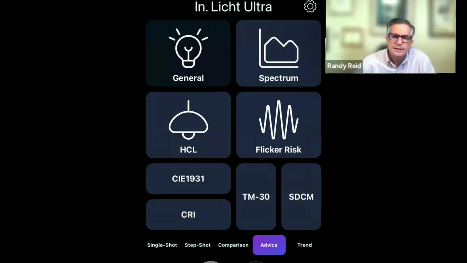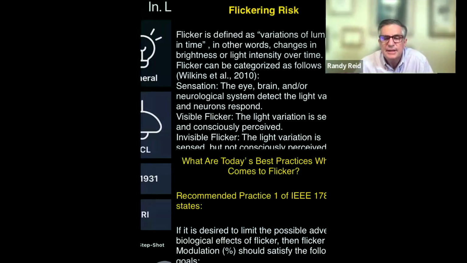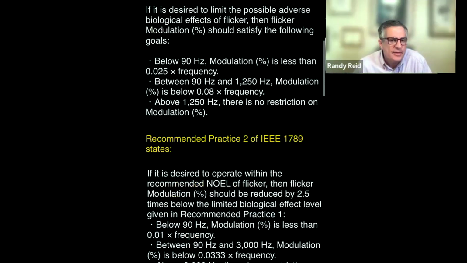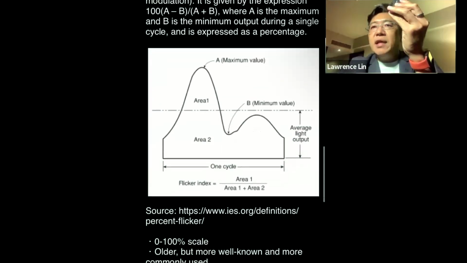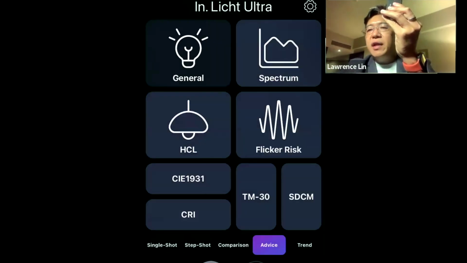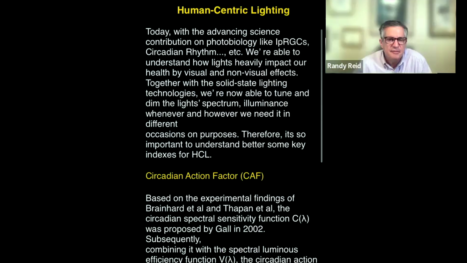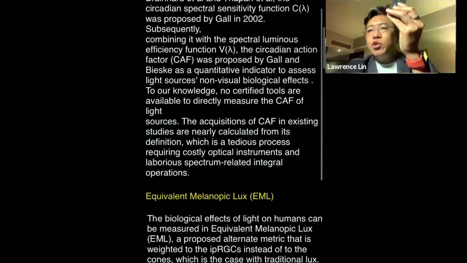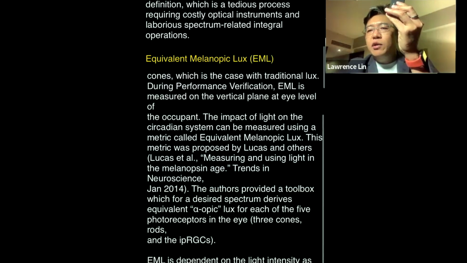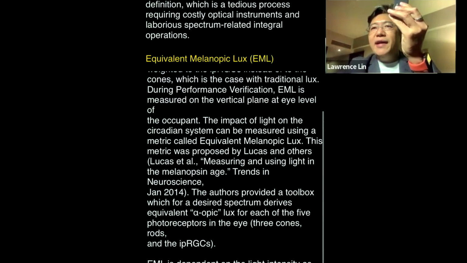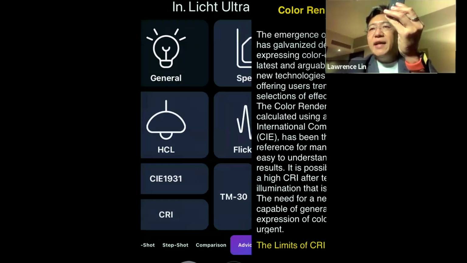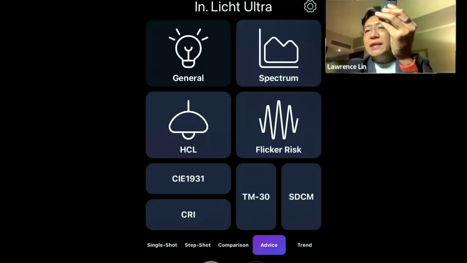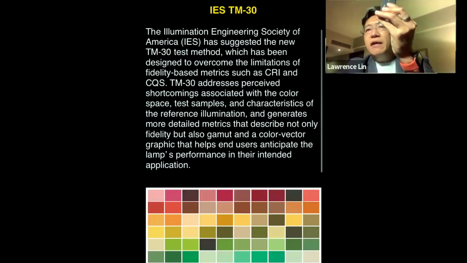Okay, now go back. I see that. So you click the advice button to learn about the definitions of the various metrics. Yeah, and even some advice for the different lighting designs. Human-centric lighting, what is the circadian action factor, what is the EML, the CIE diagram, and the CRI. So I think this is easier for the users.